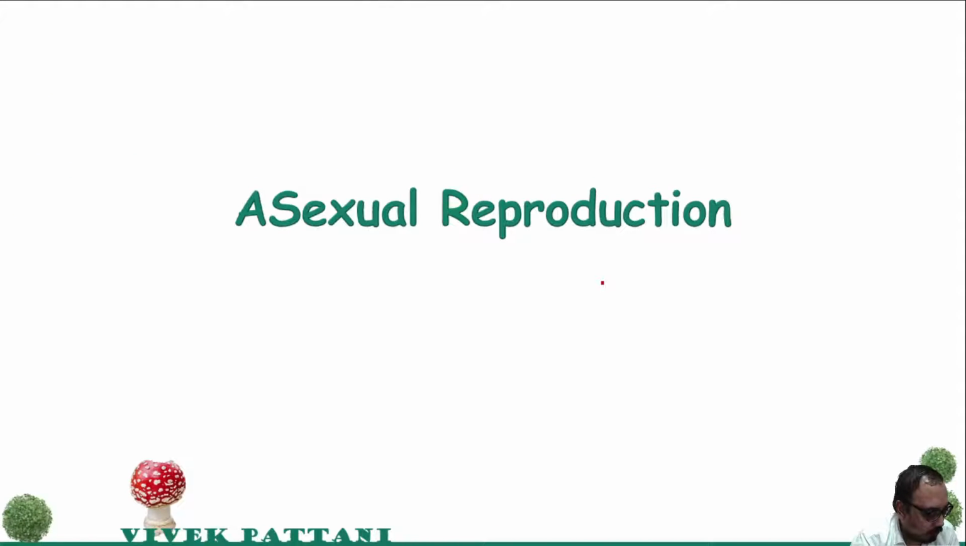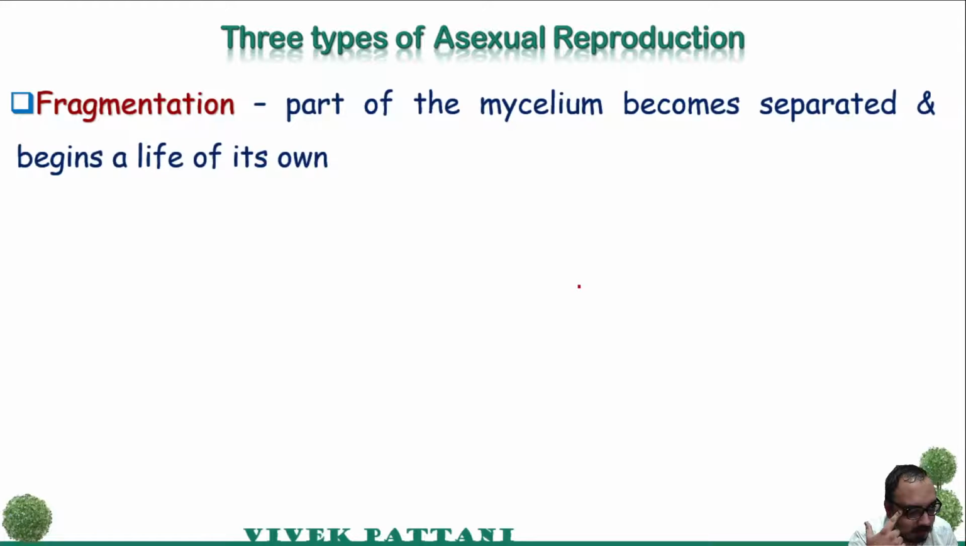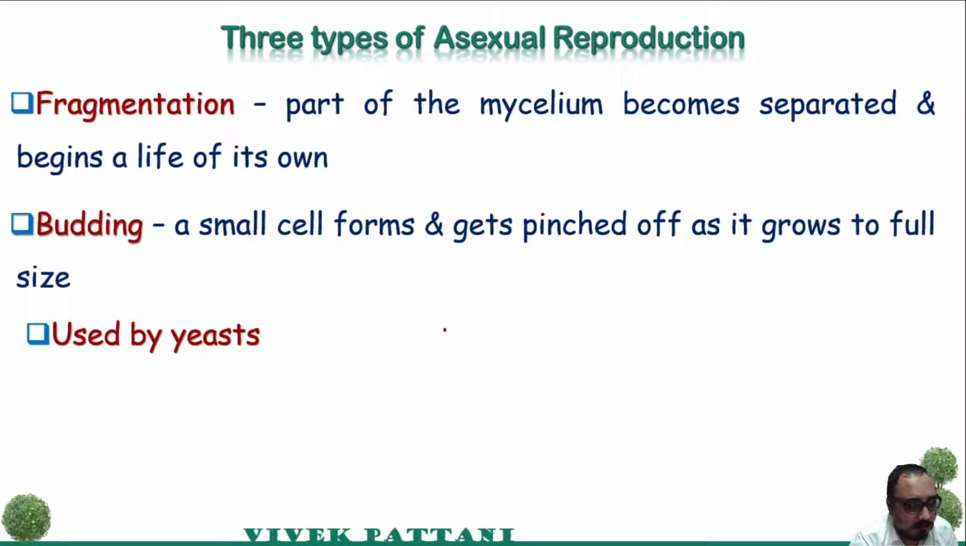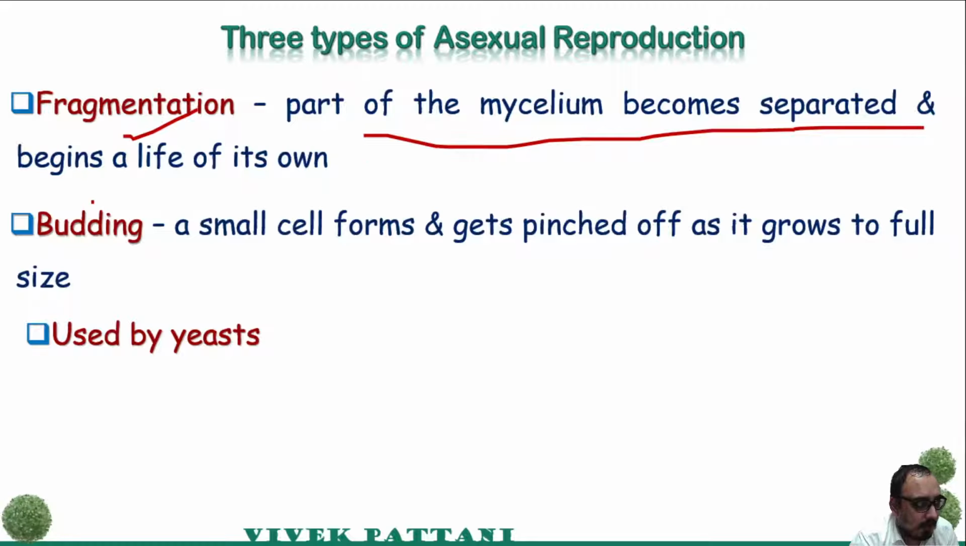Now the asexual reproduction, some of the basics of asexual reproduction. There are three types of asexual reproduction. Fragmentation, it is also known as vegetative reproduction, okay. And fragmentation is simply when a part of the mycelium becomes separated and begins a life on its own, okay.